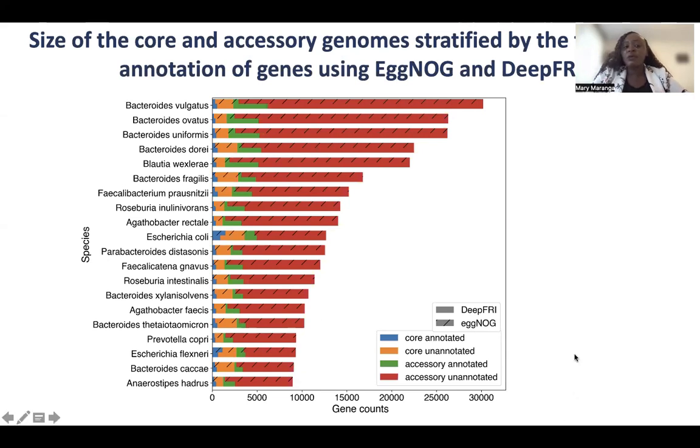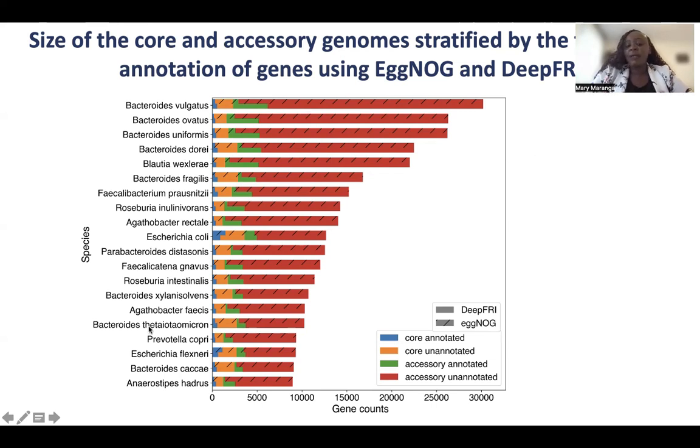This bar plot shows the size of accessory and core genomes stratified by EGGNOG and DeepFRI annotations, that is the known versus unknown functions. The blue bar shows core annotated. The orange bar shows core unannotated. The green bar shows accessory annotated, and the red bar shows accessory unannotated. EGGNOG is shaded in gray.